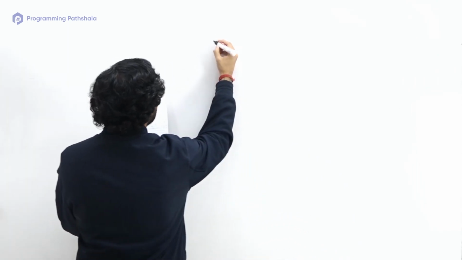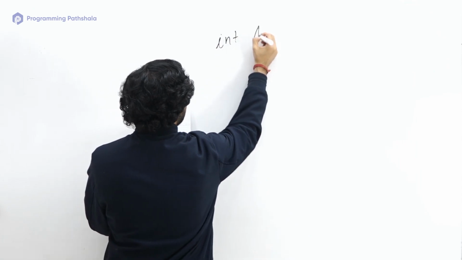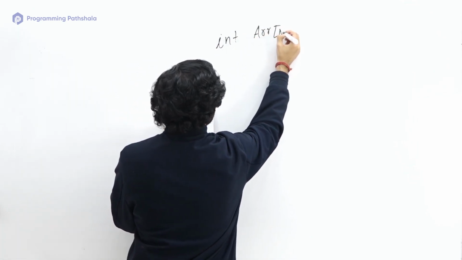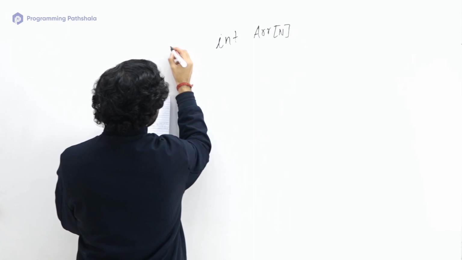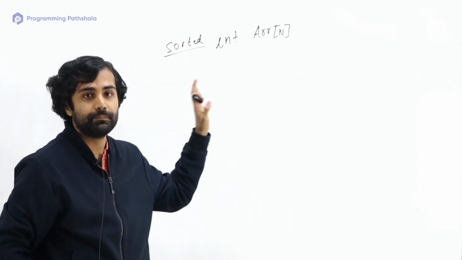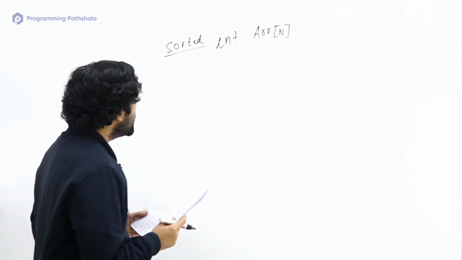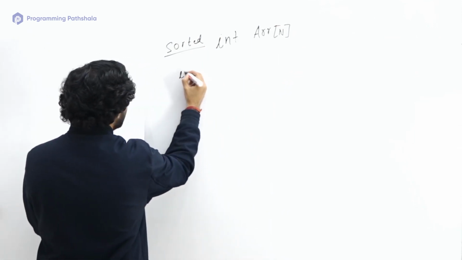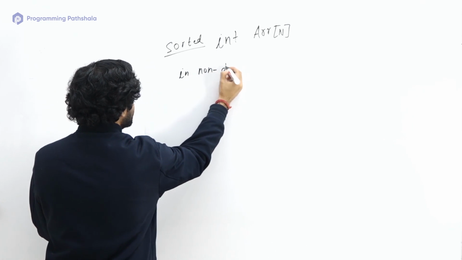So let's say I give you an integer array of size n, okay, and this array is sorted. It is guaranteed that the input is sorted. Now sorted in which order? It is sorted in non-decreasing order.